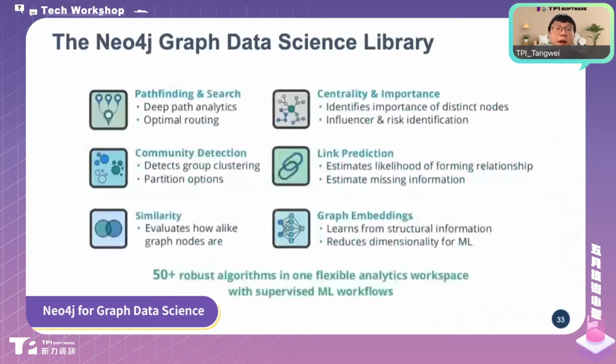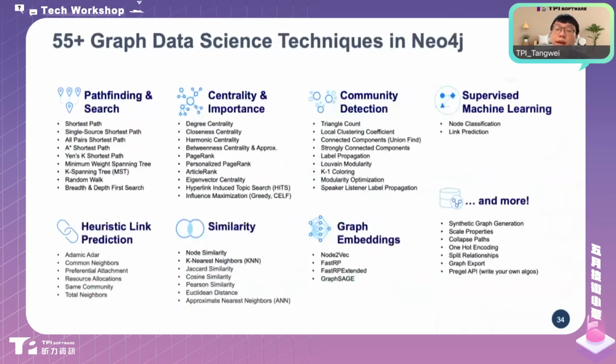And the Neo4j GDS library provides graph algorithms like path finding, community detection, or similarity. So here are some details about the graph algorithms in the GDS library. Like in graph embedding, Neo4j provides node2vec or FastRP, or in community detection, Neo4j provides triangle count or Louvain. So these are all the graph algorithms in the Neo4j GDS library.